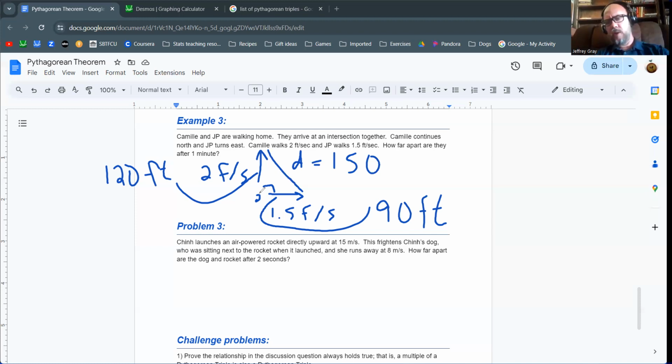I would have them do another problem. Very similar. It's a dog and a rocket. Rocket goes up, dog goes horizontally, find the distance. And this is an 8, 15, 17. So this one ends up being 34. Okay. That's it. That's my lesson on Pythagorean theorem.